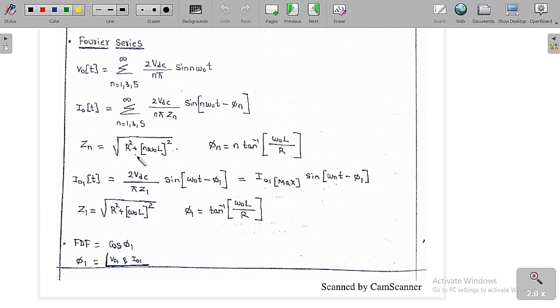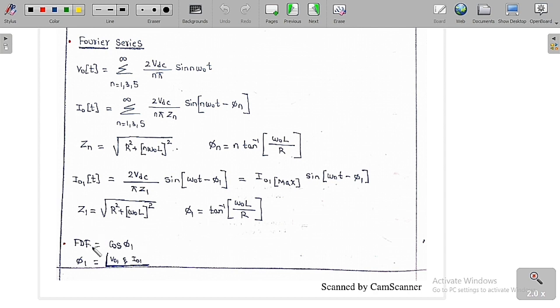So Z1 is equal to, substituting n is equal to 1, under root of r square plus omega naught L whole square. Similarly, phi 1 is equal to tan inverse of, substituting n is equal to 1, omega naught L by r. So this is the expression that you are going to get for the fundamental component of the output current. You have to substitute n is equal to 1 in the overall expression to get all these terms finally.